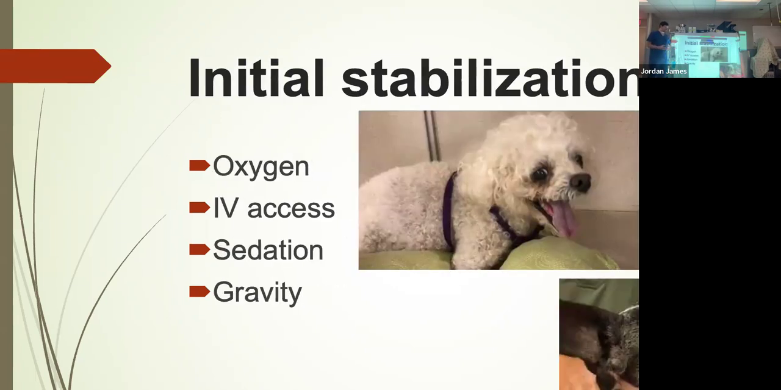Initial stabilization is going to be really important. If they come in looking like the dogs in this picture, certainly providing them oxygen is going to be the most important. I had a criticalist tell me there's really only one reason not to provide oxygen to a patient that's coming in for initial stabilization, and that's if the patient is actively on fire. But usually in those situations, you can still provide nasal oxygen while you're putting out the fire. So it's very, very important to provide oxygen if they come in with dyspnea. IV access is going to be great, just to provide fluids and medications to these patients.